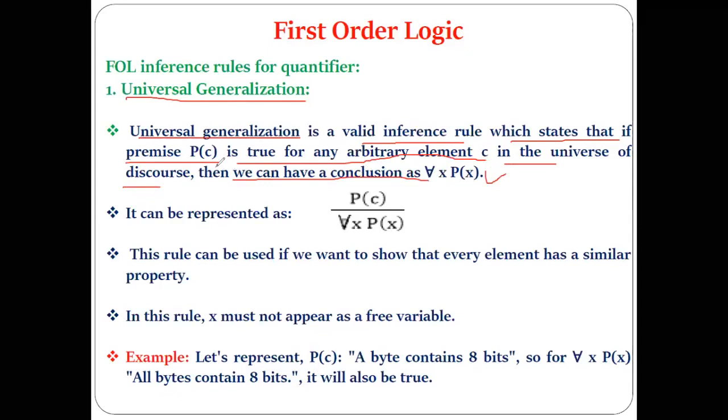Now, what exactly does this mean? Let's see what is being written here. We have the valid inference rule which states the premise P of C. Now, what is this P and what is this C? P stands for the premise, or the property. C is any arbitrary element. Arbitrary element in the sense that C is any random object which is present in the universe of discourse.